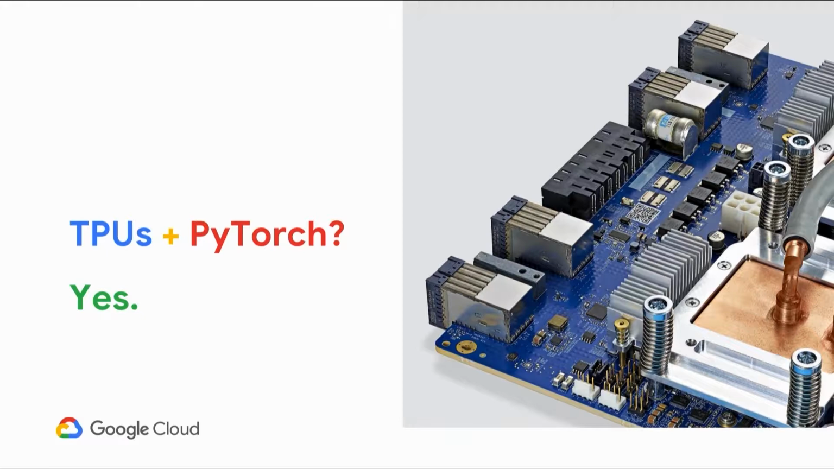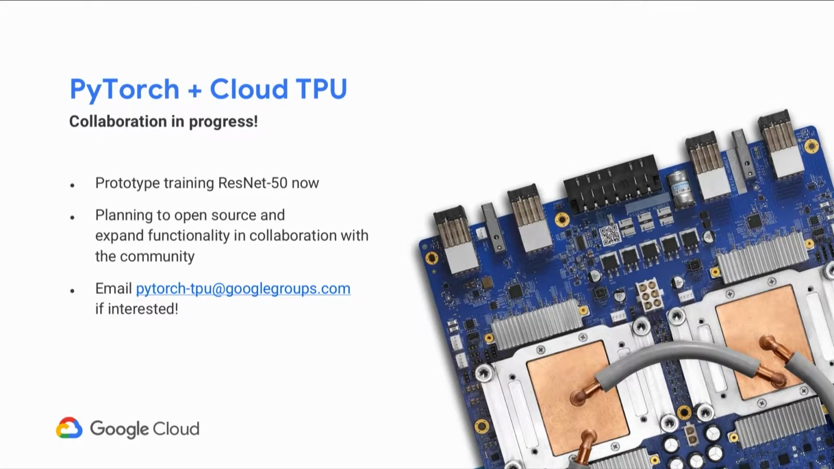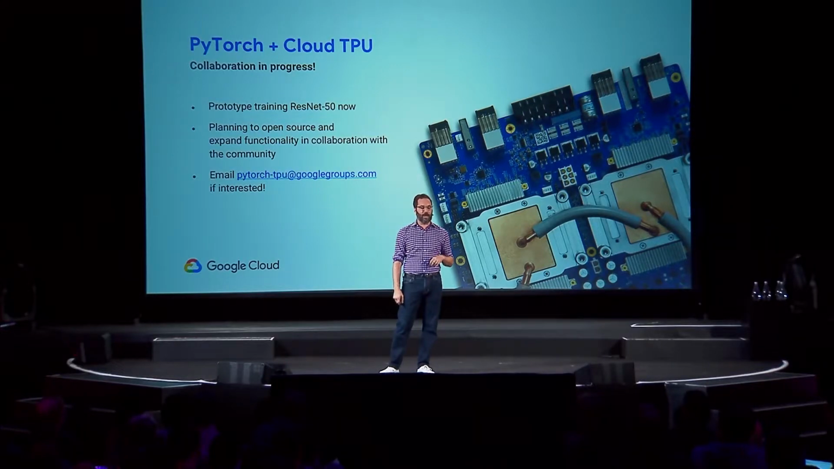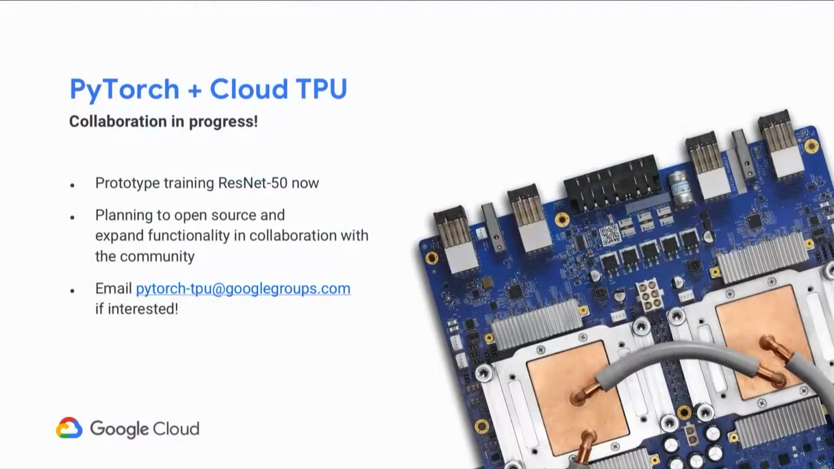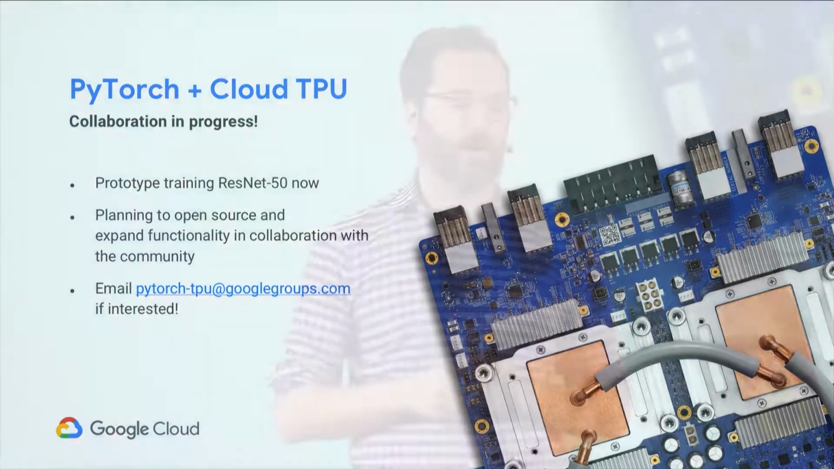TPUs, yes. We are proud to announce today that collaboration is already underway. We have a prototype of ResNet 50 running against TPUs with PyTorch. We're planning to open source this, and we continue to want to expand into the community and collaborate with everyone. Please email us here. We would love to work with you right now when it comes to new workloads coming online. And with that, I would like to say congratulations to PyTorch on 1.0.